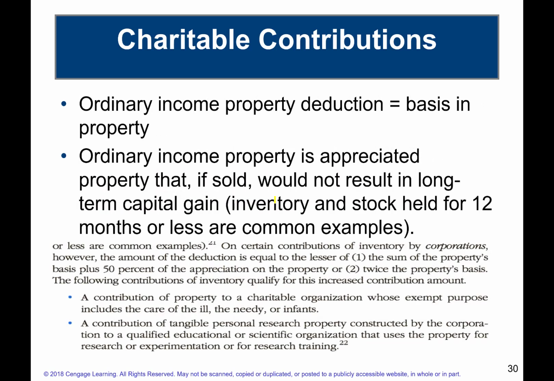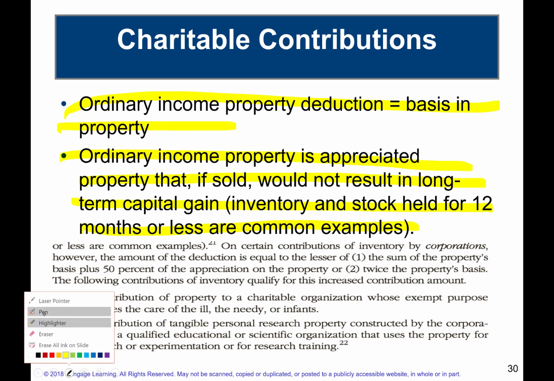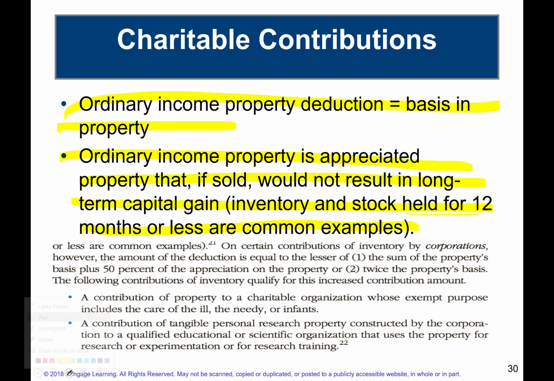Now you come over and we have ordinary income property. Ordinary income property is going to be what? Inventory, stock. Pretty much the rule is that it is held for less than 12 months, which makes it ordinary. And if it is ordinary, then we are going to be limited to our basis. Okay, with me so far? Ordinary income, not long-term property, we're going to use basis, right? And then what makes it ordinary?